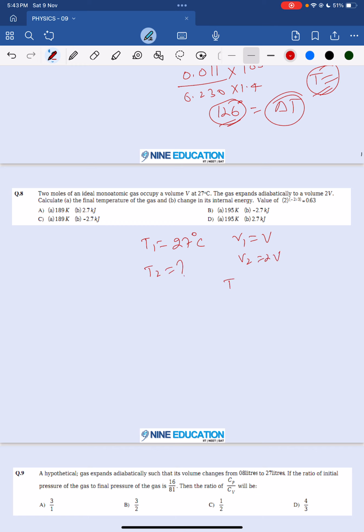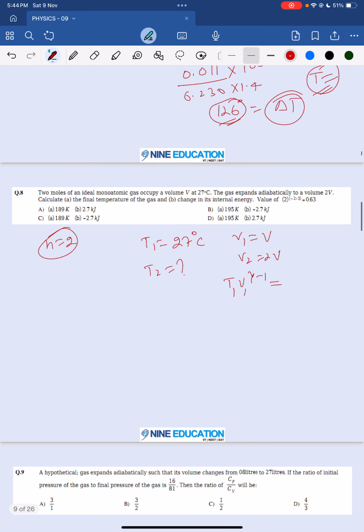So we know that it's an adiabatic process. So we can say that 2 moles here, also 2 moles are given. So the adiabatic process is given as T1 V1 to the power gamma minus 1 equals T2 V2 to the power gamma minus 1. So T1 by T2 equals (V2 by V1) to the power gamma minus 1.